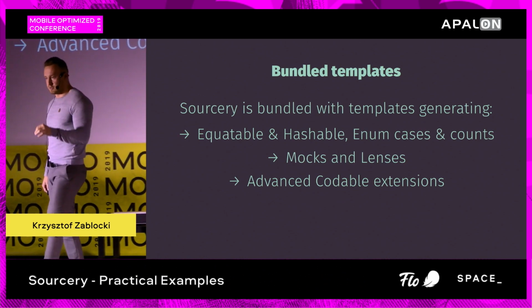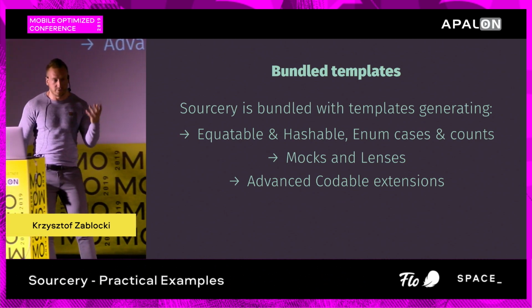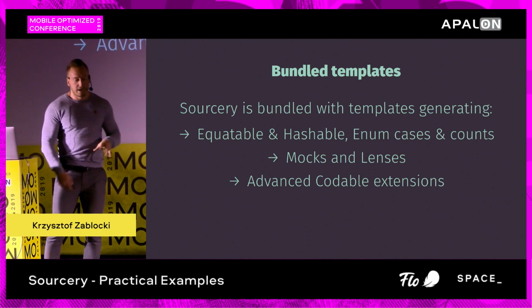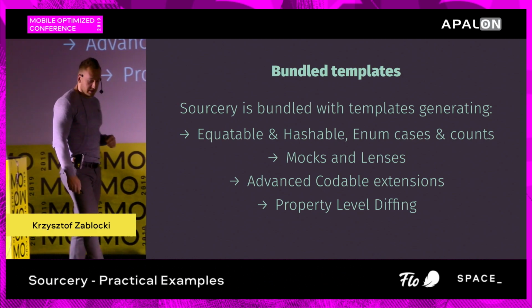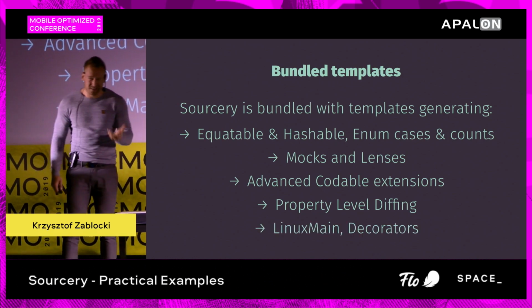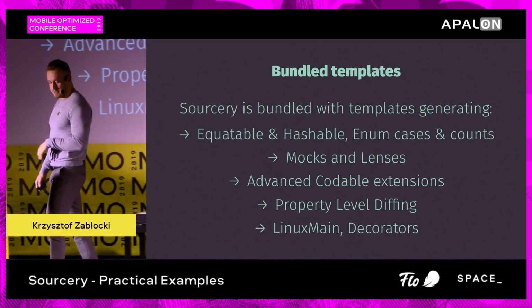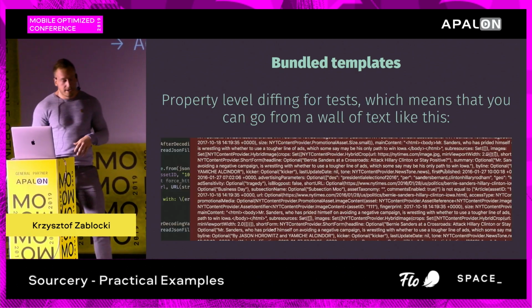This is still using Codable underneath, but it just gets rid of the boilerplate you normally have to do when you have more complex server information. And it builds property level diffing, which is awesome. Linux main is commonly used by Apple, actually. Apple uses that a lot.